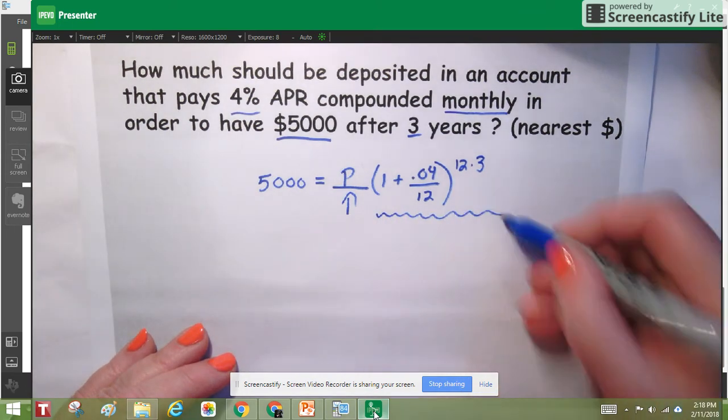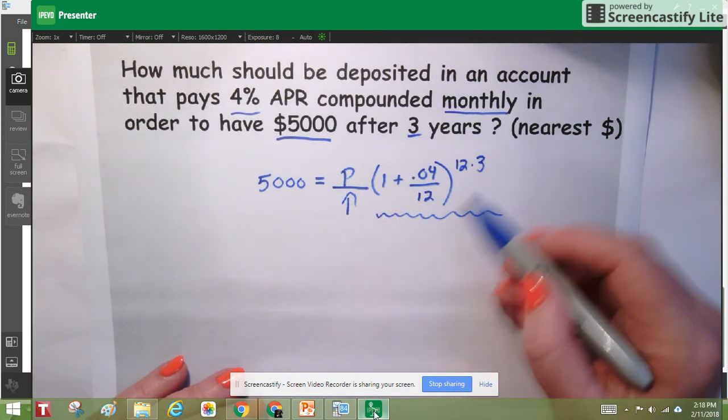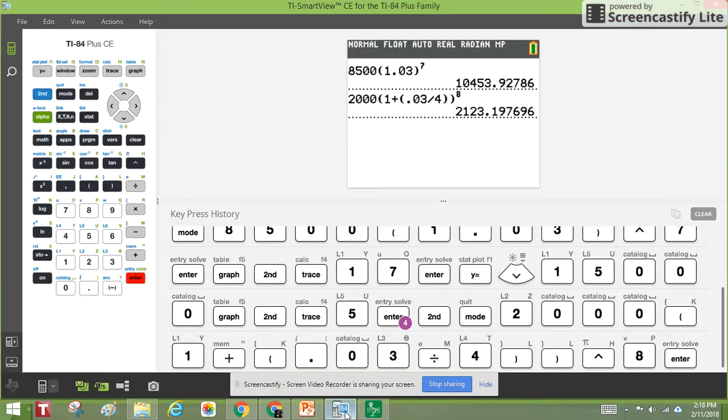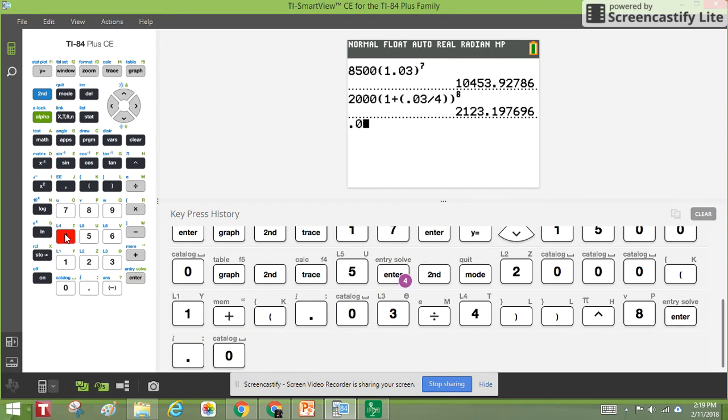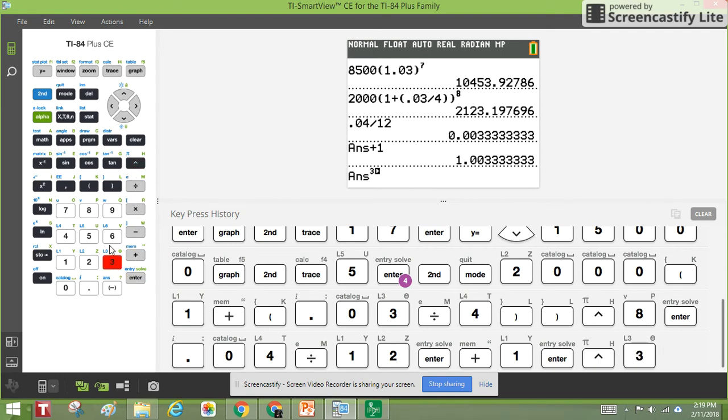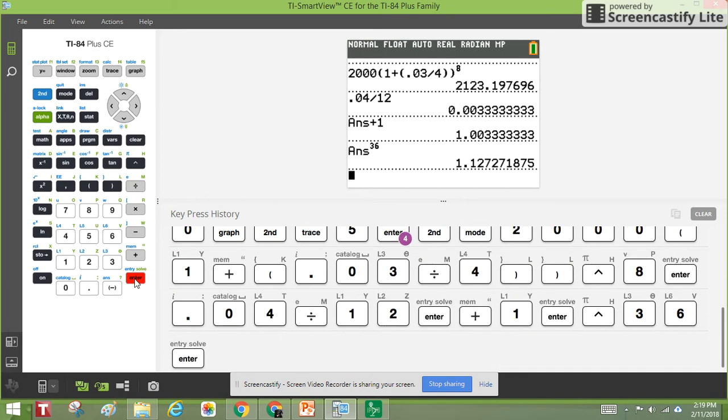Remember that this stuff here is really just a number, so I'm going to go ahead and get a number for this in my calculator, and then I can divide it onto the other side. So if I go 0.04 divided by 12, and I can add 1 to that. That right now would be my growth factor. I'm going to raise that to the 36 because it's 12 times 3. So now here I have this number 1.12, which was all that stuff. And now I'm going to have to take 5,000 and divide it by this number.